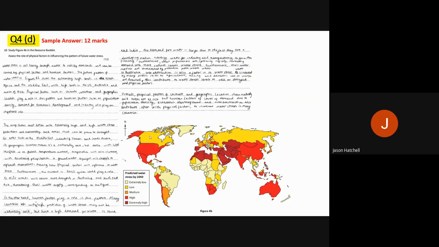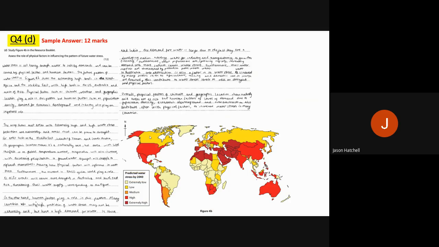So, this answer on screen got 12 marks. So, got the full 12 marks. I'm going to run through now what the answer argued about. It outlined that water stress means not having enough water to satisfy demand, and it can be caused by both physical and human factors. It says that the pattern shows that extremely high levels of water stress are in North Africa and the Middle East, the US and Australia, and so forth.